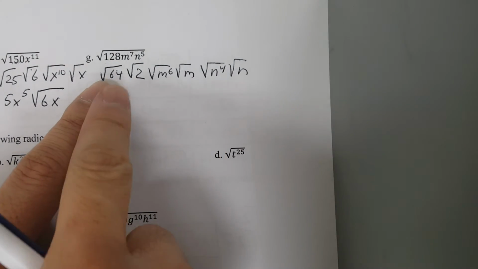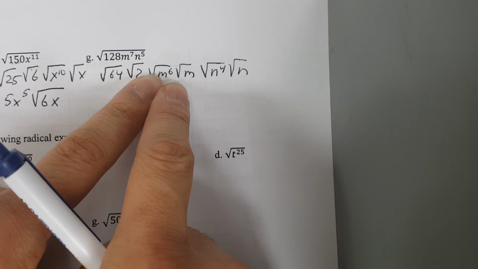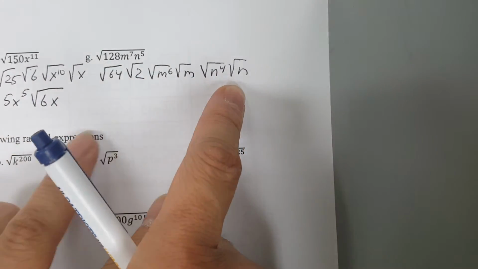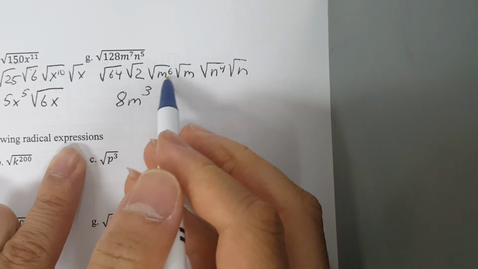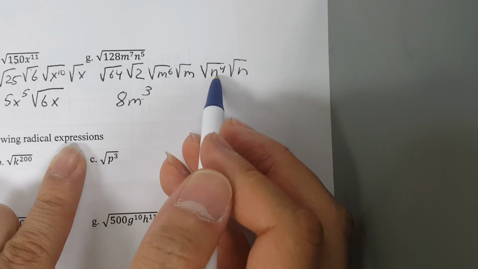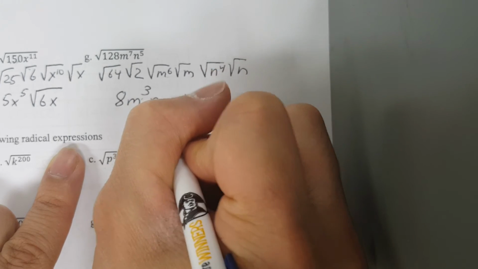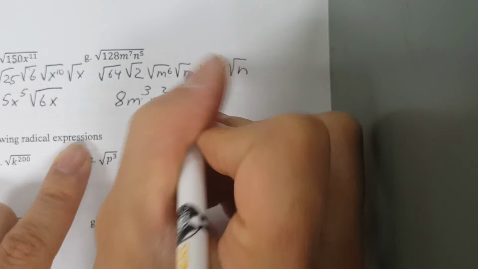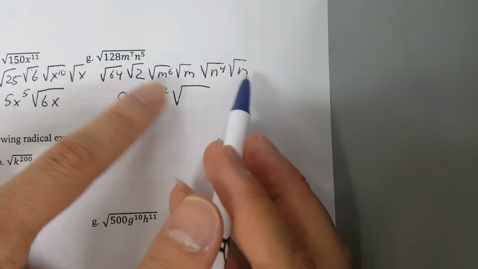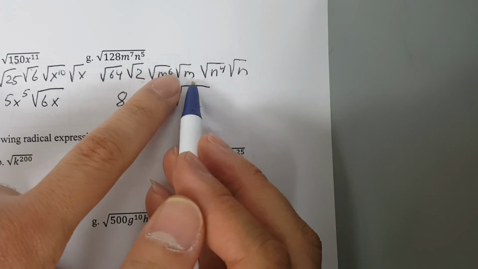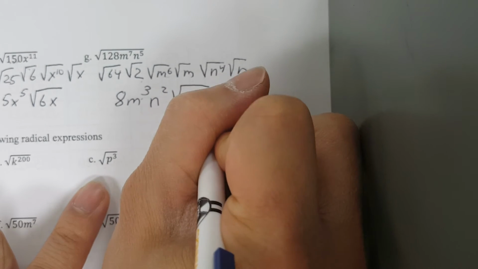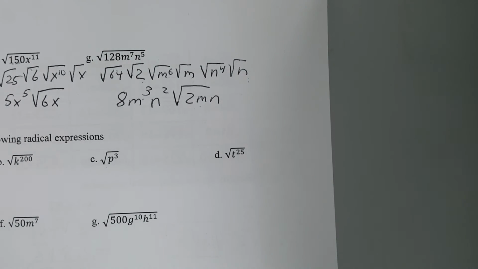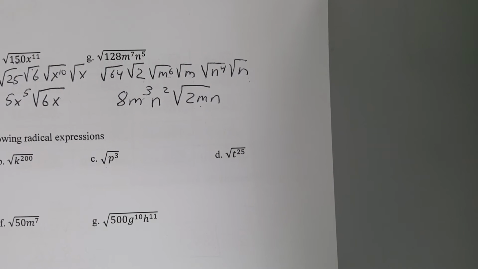But which ones can I simplify? The 64, the m to the 6th, and the n to the 4th. So this is 8 m to the 3rd, because the square root of m to the 6th is m to the 3rd. The square root of n to the 4th is n squared. And whatever wasn't simplified goes inside here. So I have the 2, the m, and the n left over. Okay? So that is those answers.